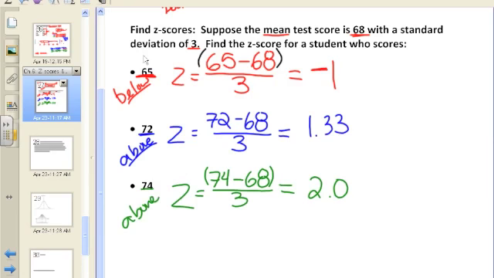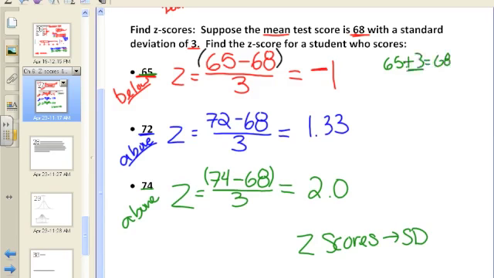All right, so yay, Miss Curtis, I can plug it in a formula. What's it good for? Well, we'll get to that momentarily. I want to point out one more really important thing. Z-scores are changing the scale into standard deviations. Notice that my student who scored 65, if I added 1 standard deviation, which is 3, I'm going to get 68. So this student is 1 standard deviation away from the average.